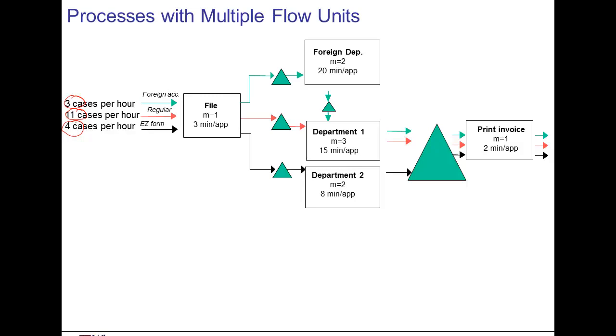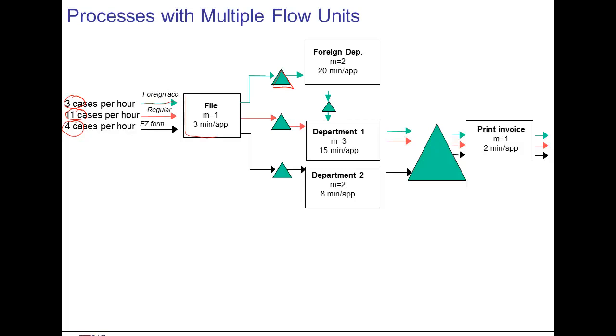Now you notice here in the process flow diagram that while we still have the same symbols of boxes and triangles capturing activities and inventory, these 3 different types of accounts are taking different paths through the process flow diagrams. This is illustrated here by use of color, with the green arrows capturing the flow for the foreign accounts, which is different from the red flow and from the black flow.